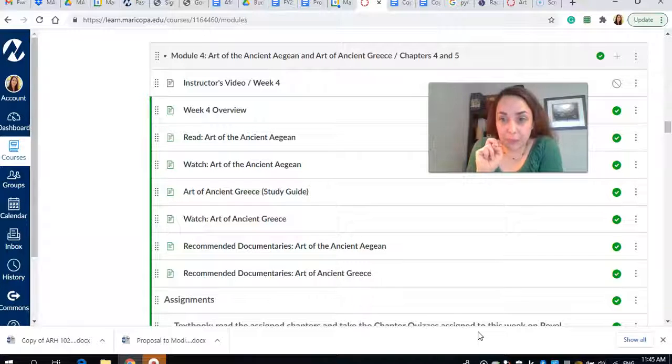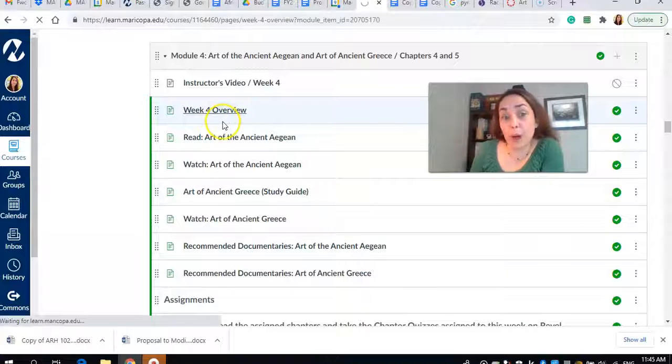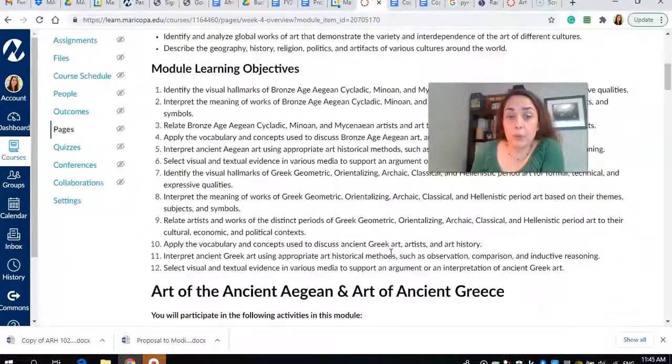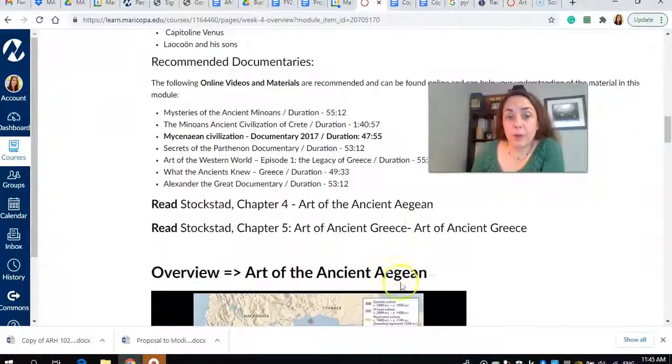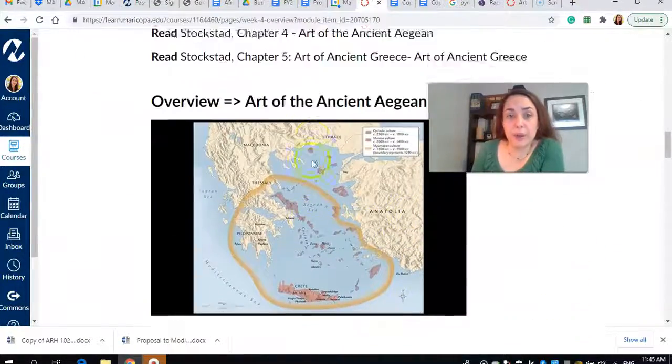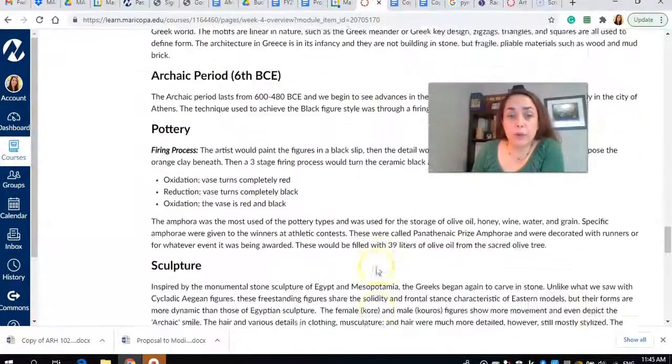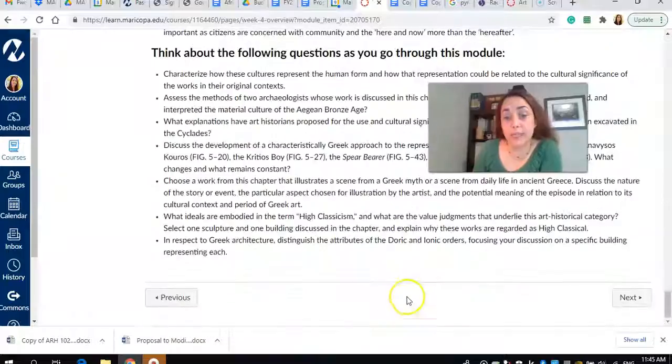quizzes on your textbook. Also, while going through your textbook, I want you to go over the overview page, because here I always put a little bit of introduction to what we are doing this week and an overview of Aegeans and an overview of Greeks.